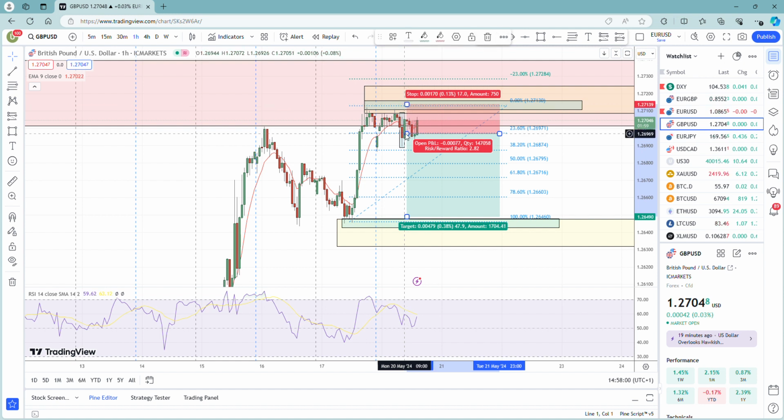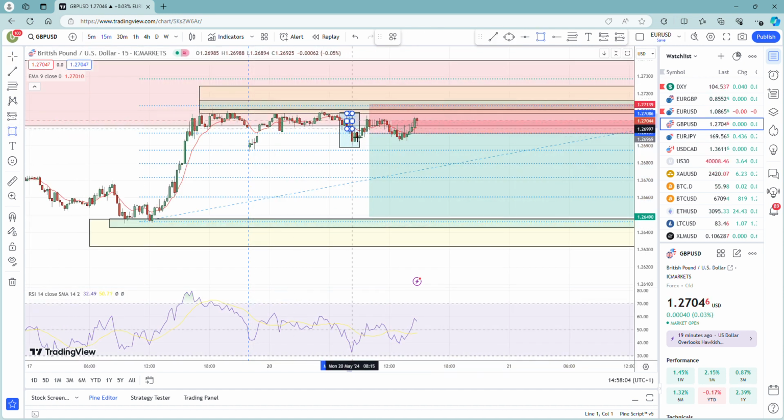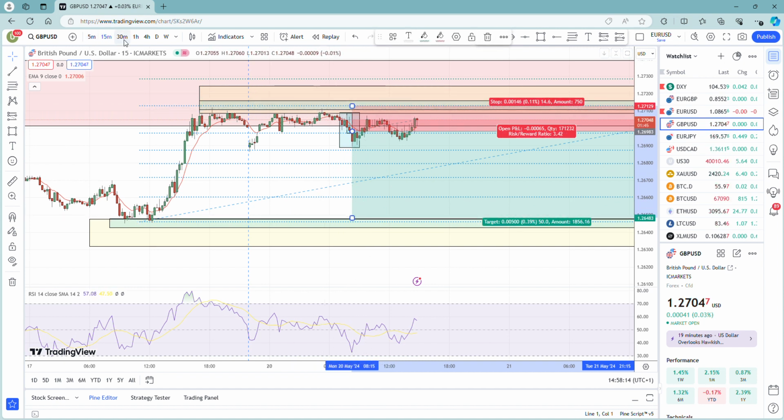So once you've highlighted the candle that you're interested in, you then go into the M15 time frame, and this was 8 o'clock as you can see. So that would be my entry. This would be my target profit. And this would be my stop loss, just above the previous high.